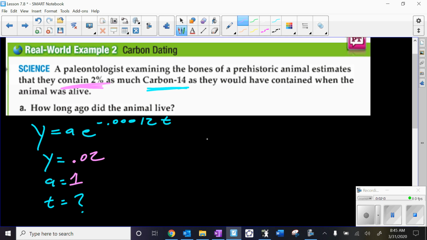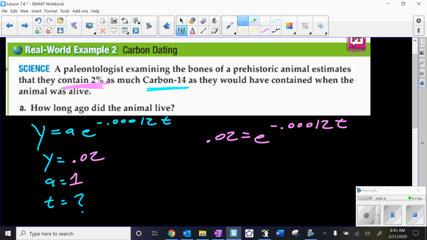Plug in your information. 0.02 equals, since 1 times anything is just 1, I'm not going to put that in there, e to the negative 0.00012 times t. And then we're right back to where we were in example 1.